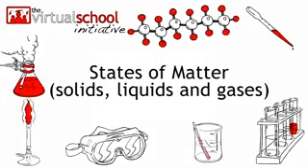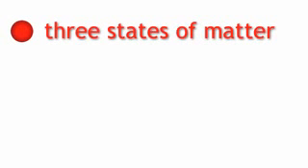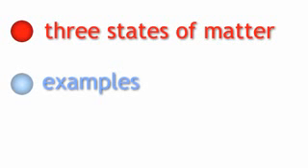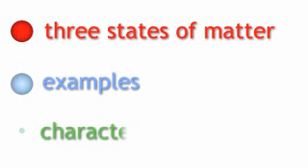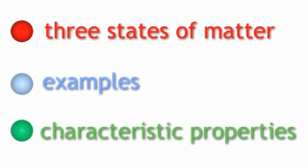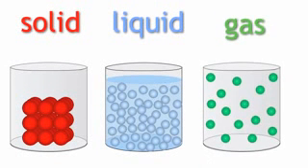States of matter. In this video you are going to learn what the three states of matter are, some examples of each state of matter, and the characteristic properties of the three states of matter. The three states of matter are solid, liquid and gas.